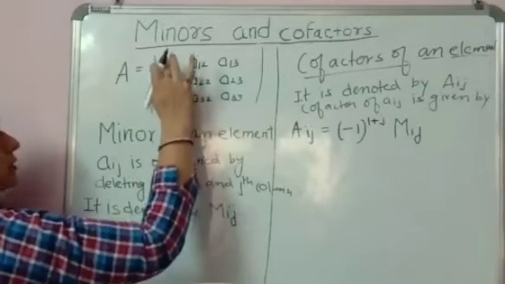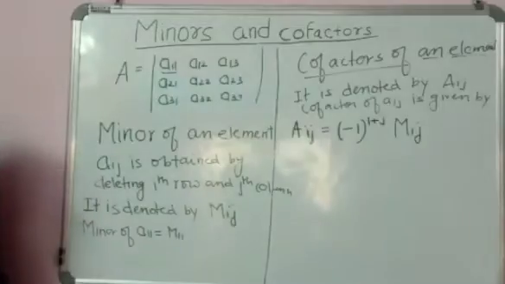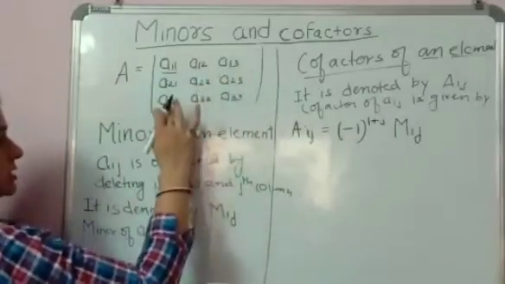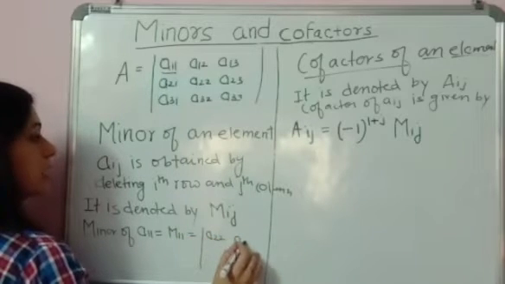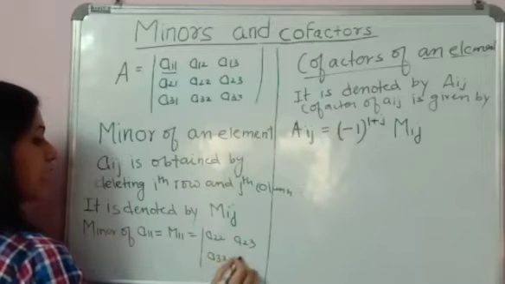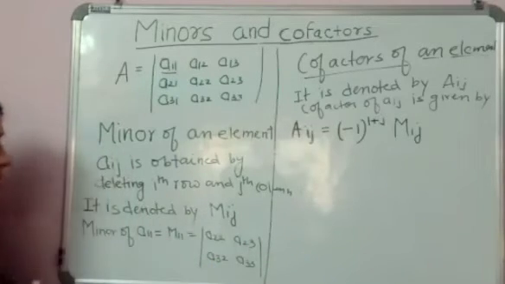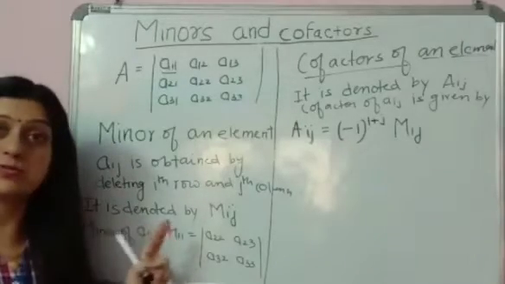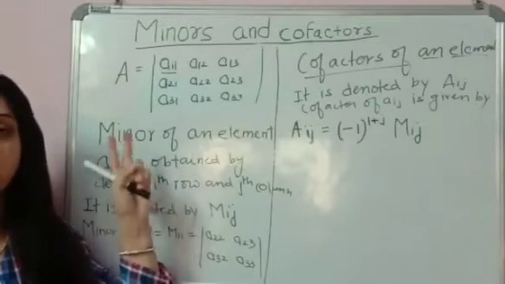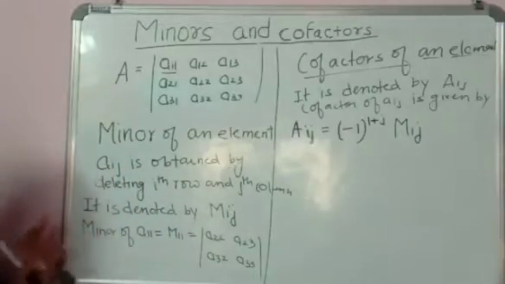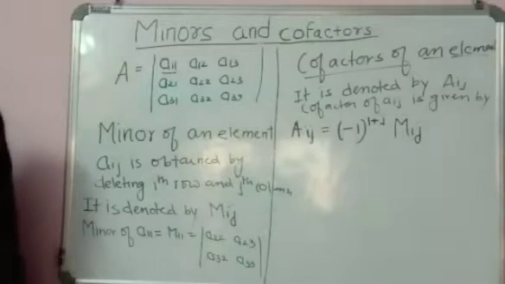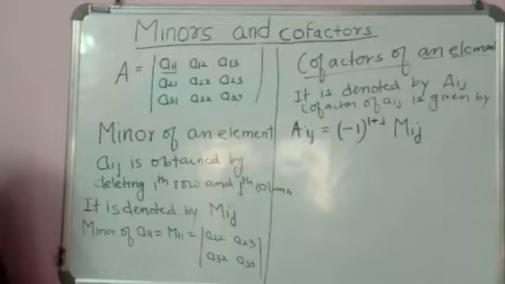Here this element belongs to the first row and first column, so its minor will be obtained by deleting this row and this column. So it will be A22, A23, A32 and A33. You will find that the order of this minor will always be one less than the original determinant. The order of the minor here is 2. Is it clear how to find the minor of any given element? The total number of minors equals the number of elements, whether it is 9 or 4.